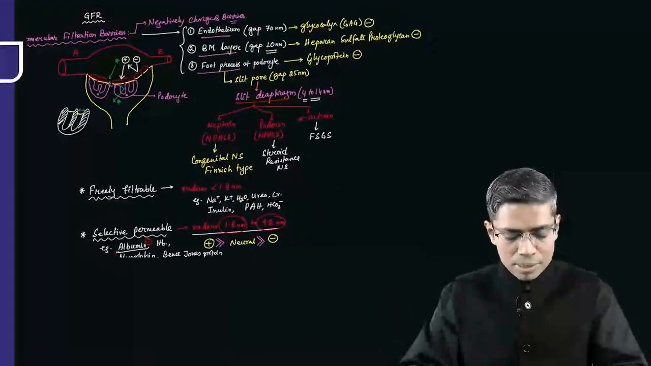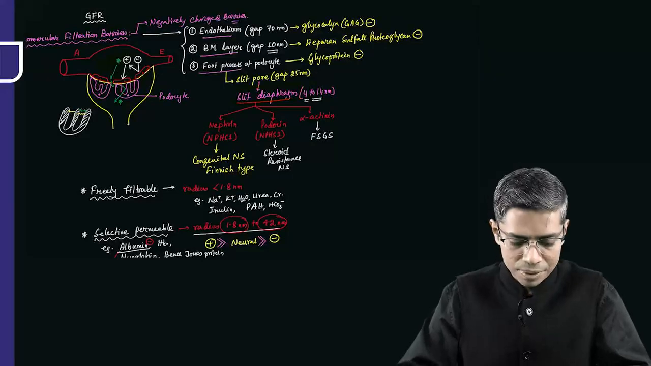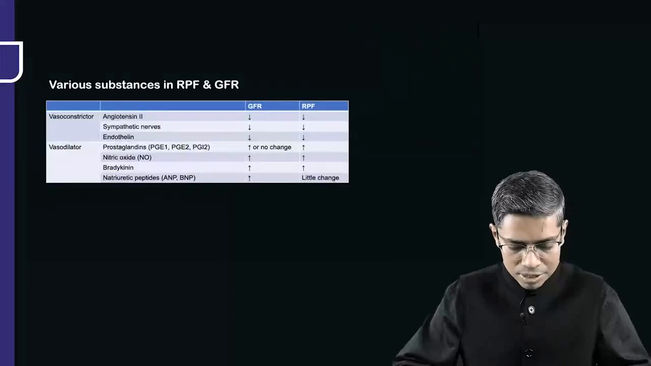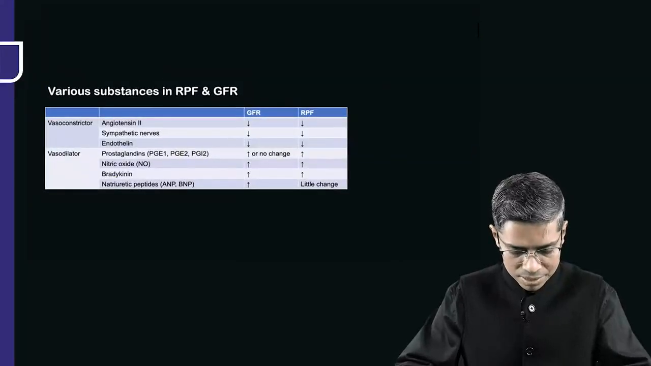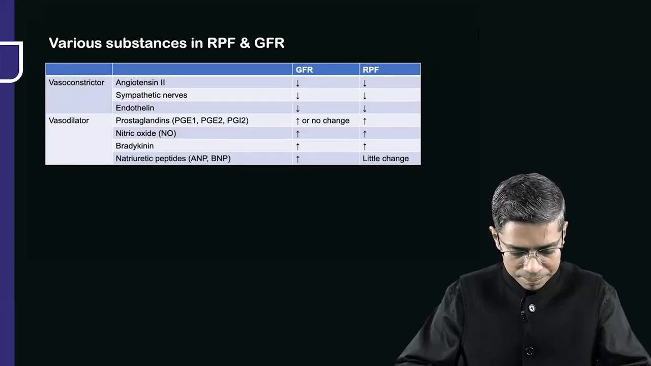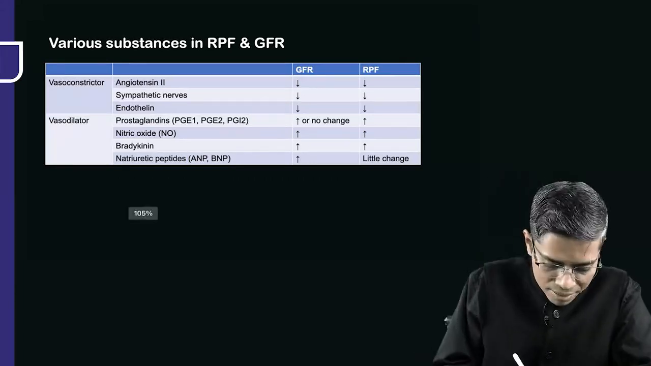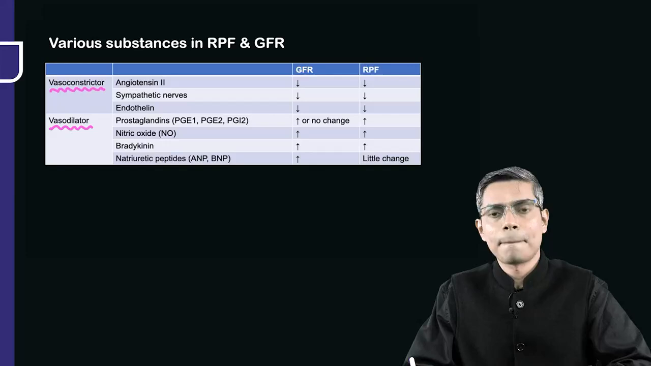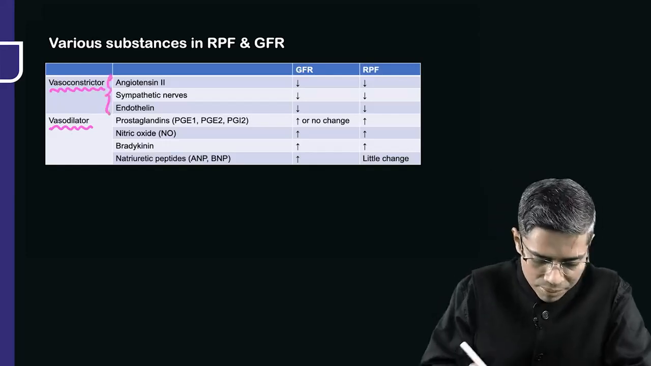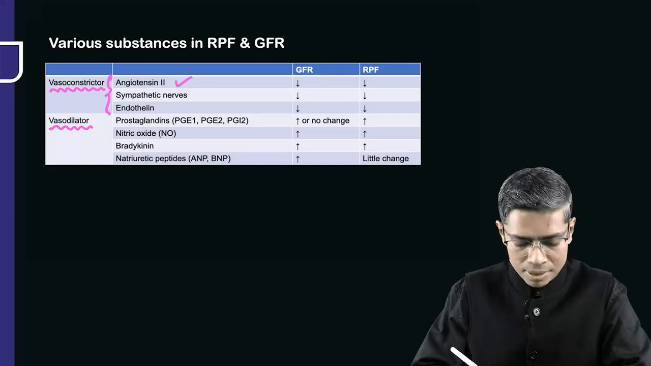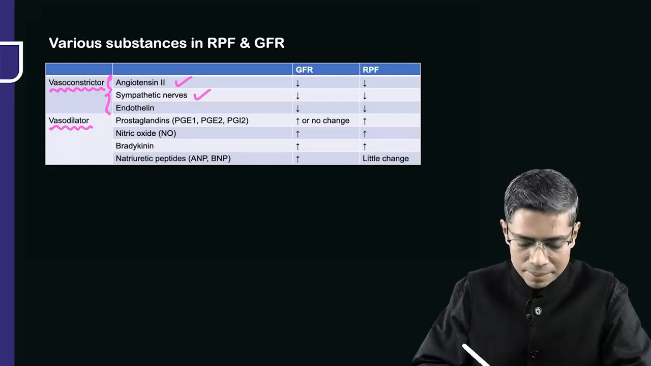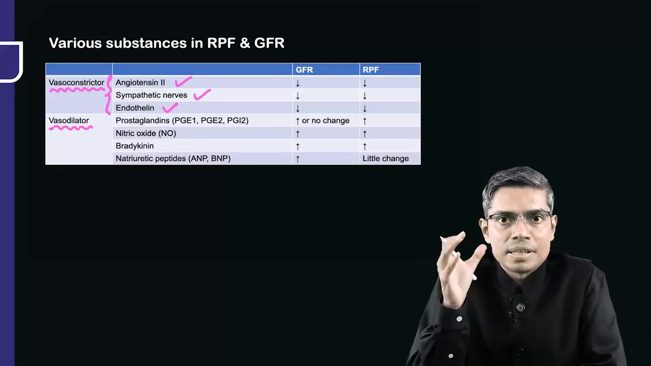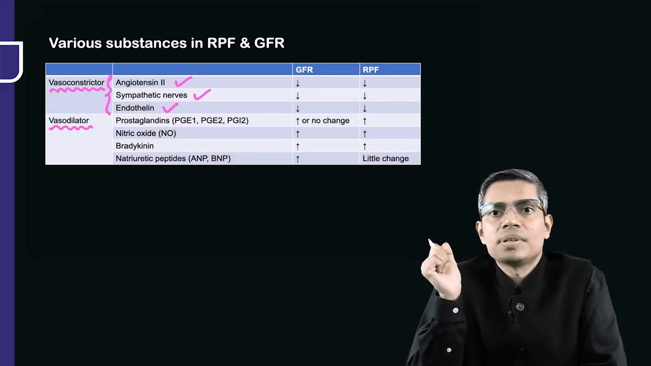Now I'll talk about some other factors, other mediators which are also responsible for regulation of your GFR, various other substances. Here you are finding out various vasoconstrictors and various vasodilators. Within the vasoconstrictors you are finding angiotensin 2, sympathetic nerve and endothelin. All of them are potent vasoconstrictors. They can cause constriction of the afferent as well as the efferent arteriole.